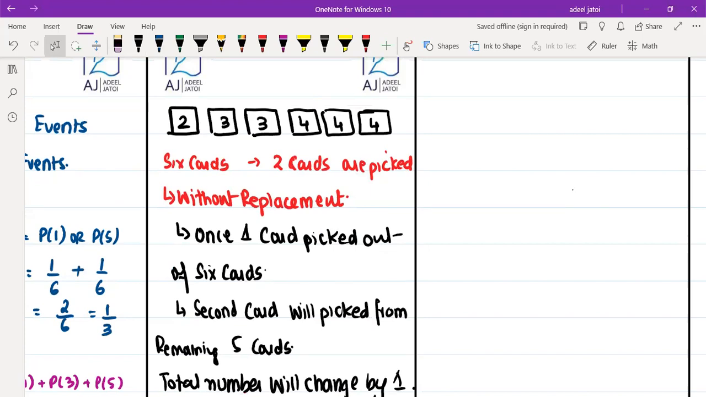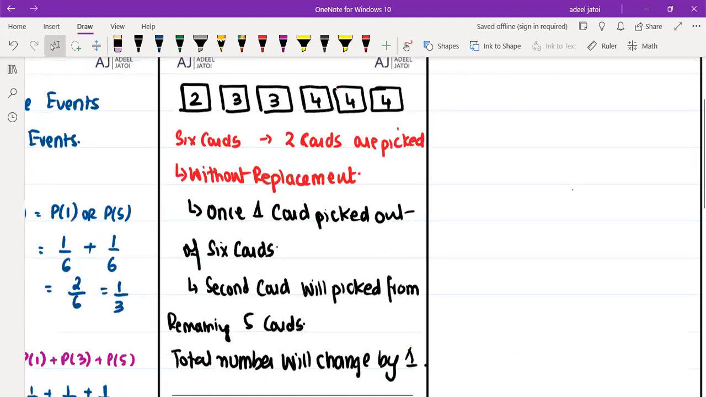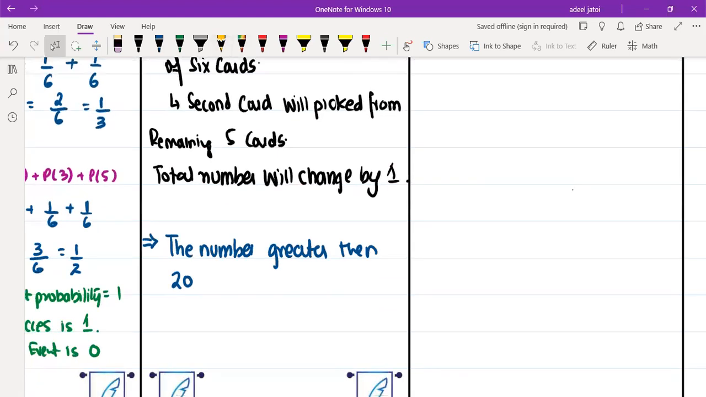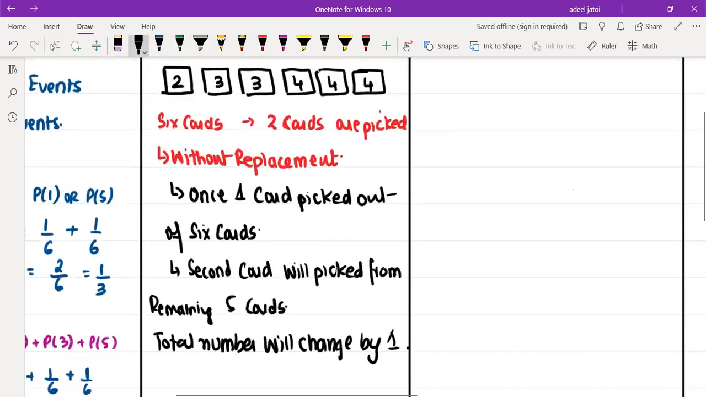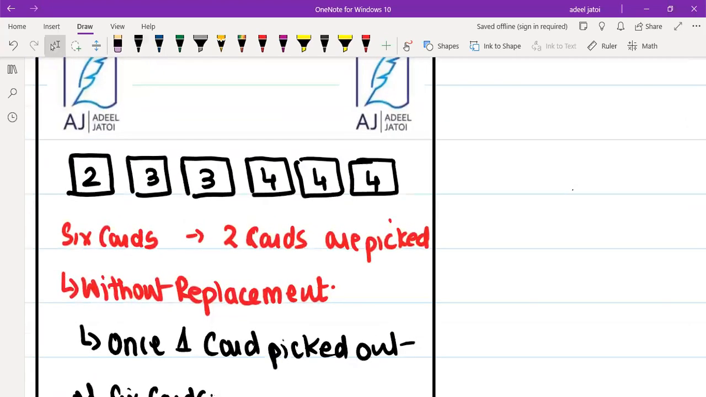Now, since we know that 2 cards can be picked, and obviously it says without replacement, that means once the first card is picked, you can't pick the same card again. So can we say the 2 numbers which can be possible in this particular case of 2, 3, 3, 4, 4, 4, 6 cards, we can have what? We can have 23. The first card can be 2, the second card can be 3. Or we can have first card as 2 and the second card as 4. So the number can be 23 or 24.